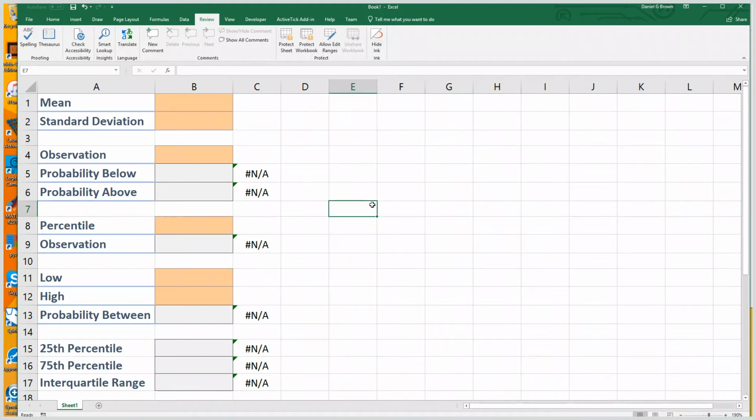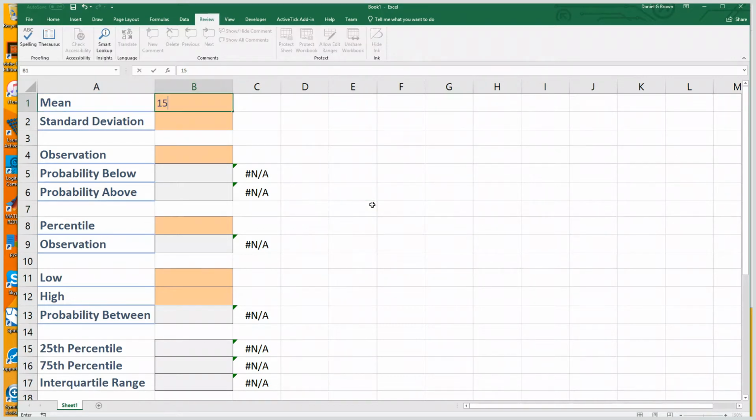In this video, I'm going to demonstrate the functions in Excel to deal with the normal distribution. There are two functions we're going to use: norm.dist and norm.inv. There are a couple of variants of these functions for when you want to use the standard normal, which has mean 0 and standard deviation 1, in which case you can use norm.s.dist and norm.s.inv, but I'm not going to use those here. I'm just going to use the standard versions of those.